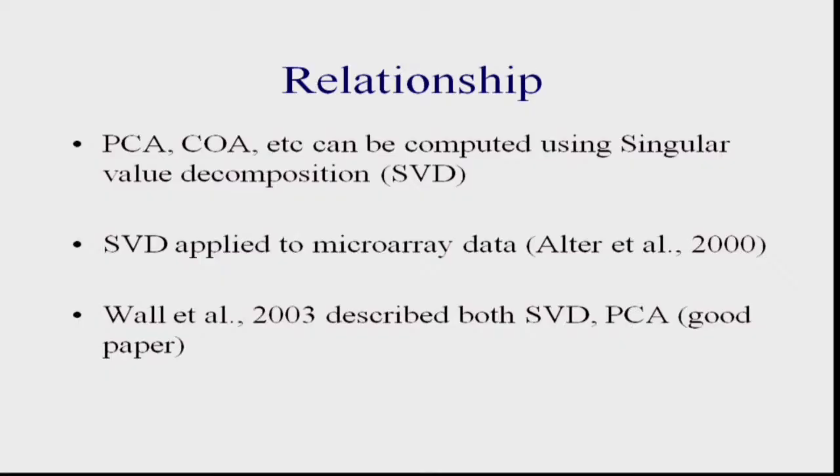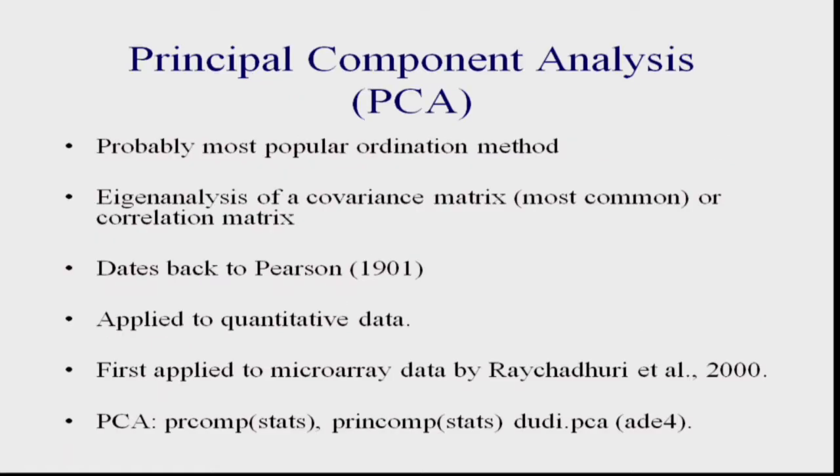PCA, correspondence analysis, most of these methods can be computed using singular value decomposition. So these are often referred to as decomposition analysis. SVD was first described, at least in the genomics field, for microarray by Alter et al. I'm giving these citations at the end of the slides. Wall et al. has a very good description of what the difference between these is. So principal component analysis is probably the most popular of the different ordination methods. It's an eigenanalysis of the covariance matrix.